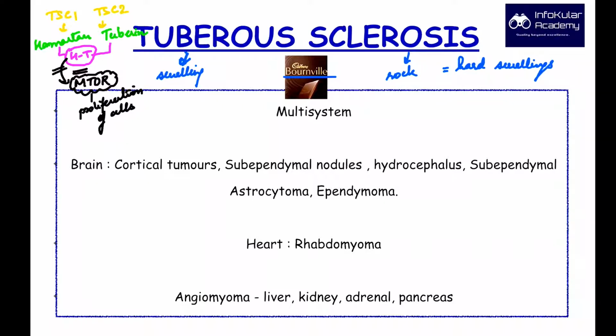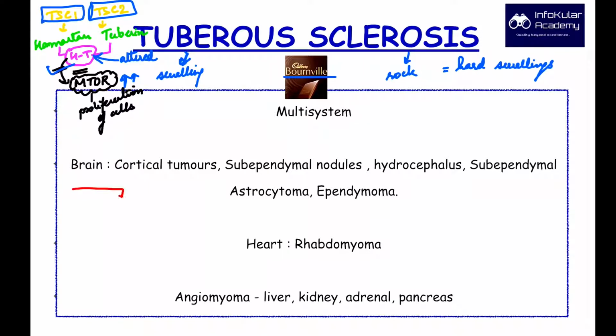In tuberous sclerosis, there is mutation at the level of TSC1 and TSC2, because of which the HT complex is altered. And this altered HT complex enables the switch to be on, and mTOR causes increased proliferation of cells. This in turn causes growth in all parts of the body.